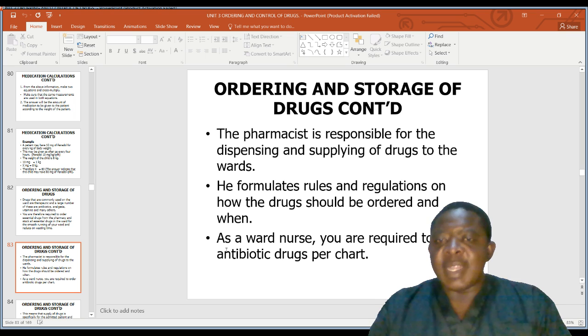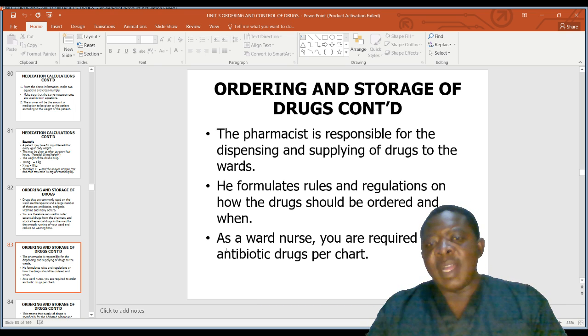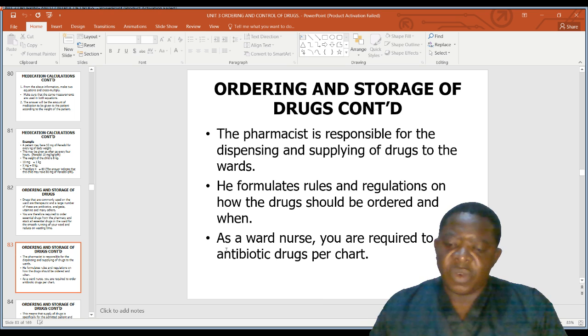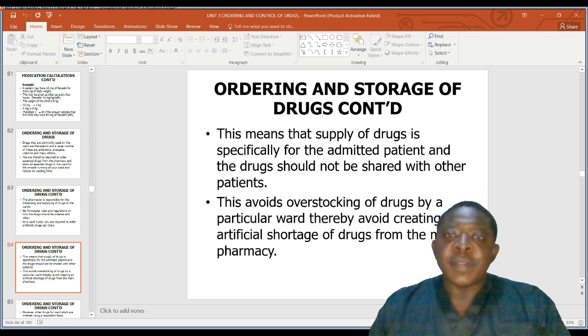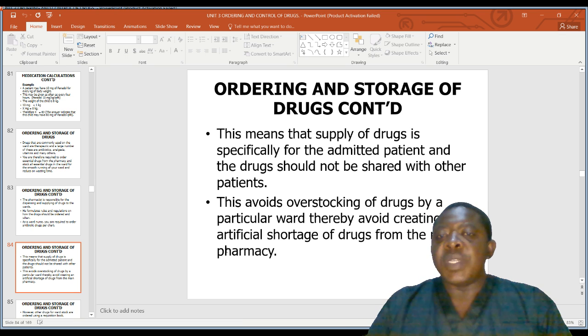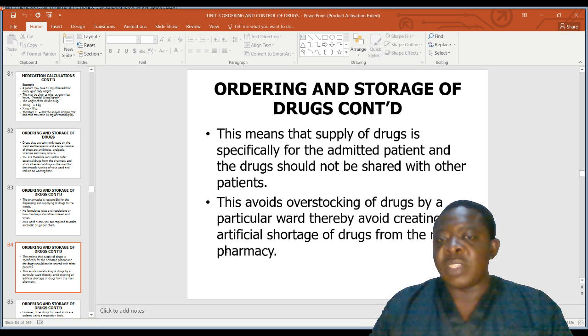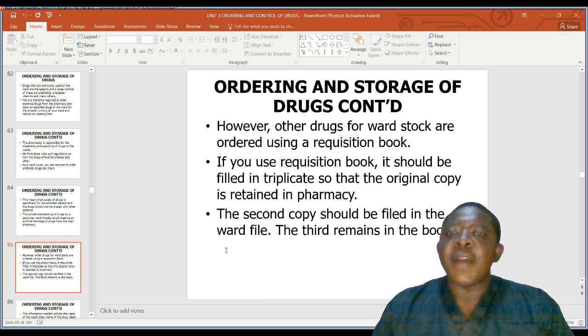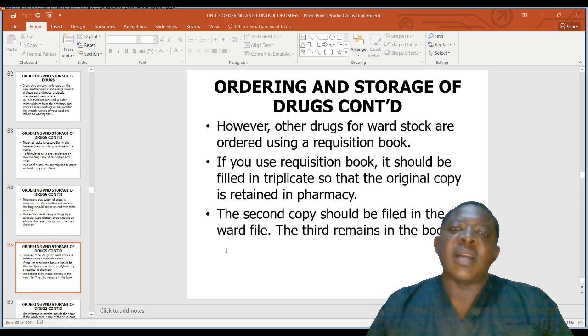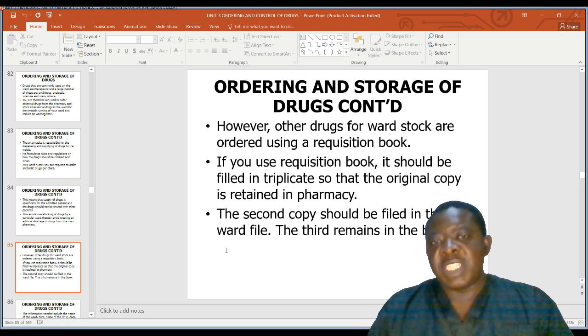As a ward nurse, you are required to order antibiotic drugs per drug chart. Okay, this means that supply of drugs is specifically for the admitted patient and the drugs should not be shared with other patients. This avoids overstocking of drugs by a particular ward, thereby avoiding creating an artificial shortage of drugs from the main pharmacy. However, other drugs for ward stock are ordered using a requisition book.